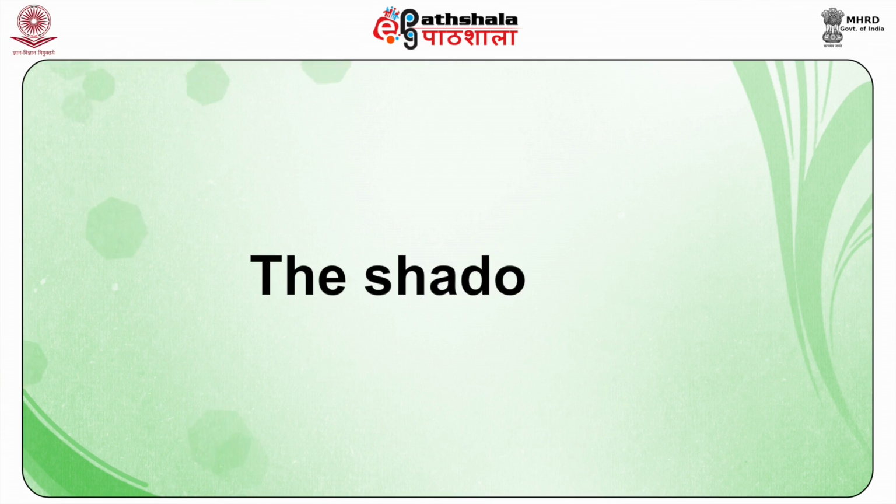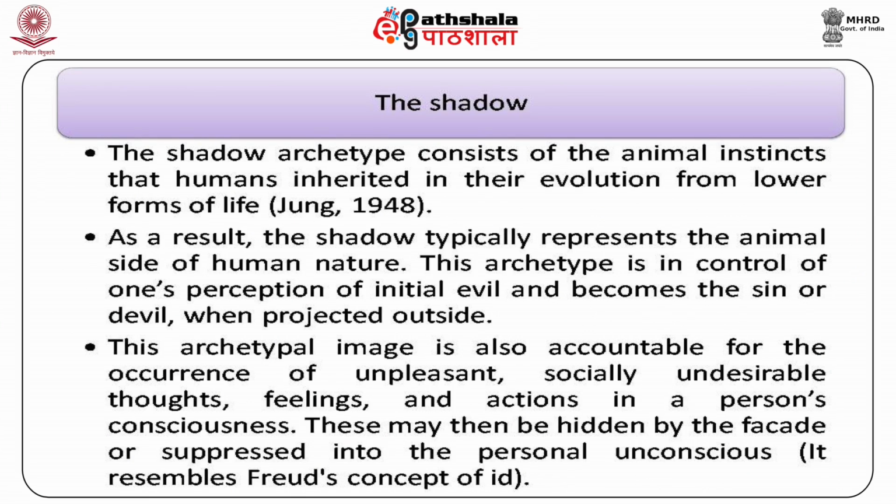The shadow. The shadow archetype consists of the animal instincts that humans inherited in their evolution from lower forms of life. As a result, the shadow typically represents the animal side of human nature. This archetype is in control of one's perception of original evil and becomes the Satan or devil when projected outside. This archetypal image is also accountable for the occurrence of unpleasant, socially undesirable thoughts, feelings and actions in a person's consciousness. These may then be hidden by the facade or suppressed into the personal unconscious.